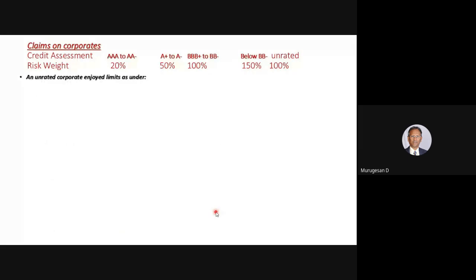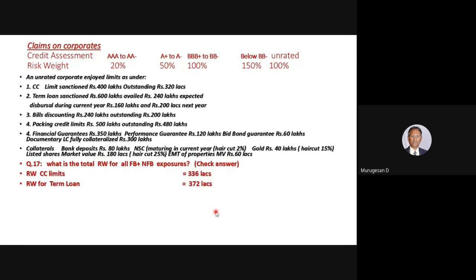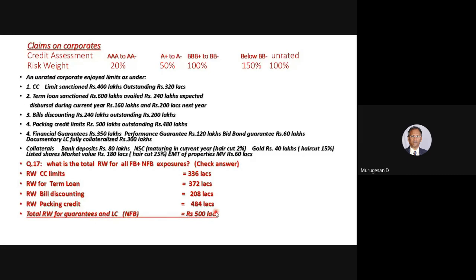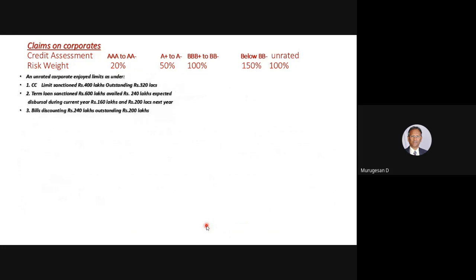Finally, I will give you how to calculate the risk weight. Say, total limit you are calculating. RW CC limit 330 lakhs, RW risk weight 372, bill discounting 208, packing credit 484. This is for funded limit; non-funded limit 500 lakhs. So the total risk weight is for funded and non-funded final calculation. 336, all this 1900. On the 1900, now you have to minus this collateral. Next working, very nice working, you see.